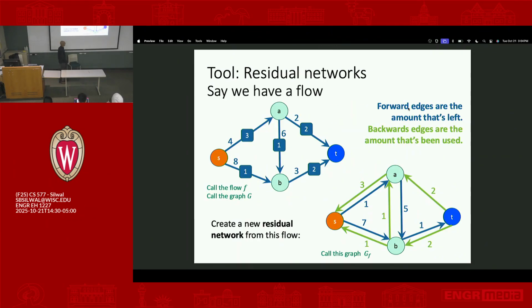And like I said, these blue edges are going to keep track of how much stuff I can still send on that edge, how much stuff is left to send. And the green edges are going to keep track of how much stuff I have already sent on that edge.